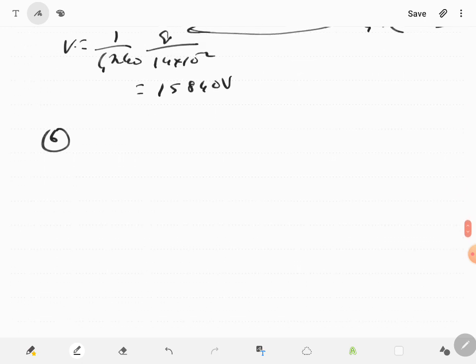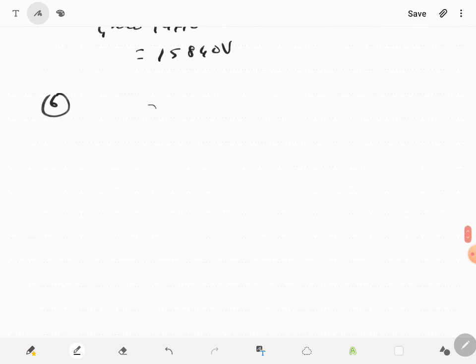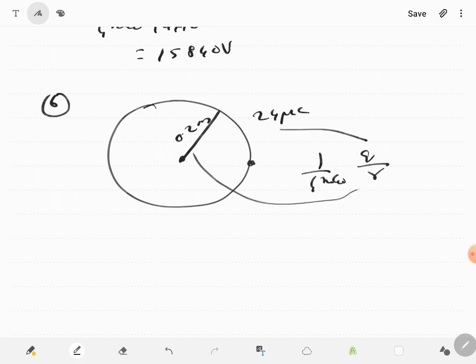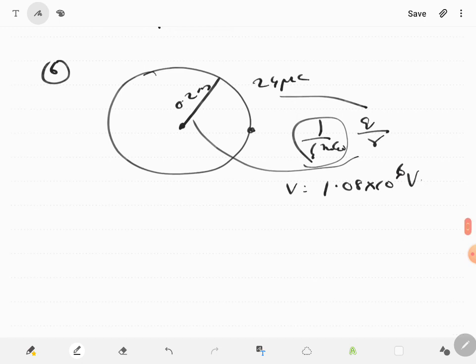A charge of 24 microcoulomb is given to a hollow metallic sphere of radius 0.2 meter. Find the potential at the surface of the sphere. It's 1 by 4 pi epsilon naught into Q by R. Micro means 10 to the power minus 6. Just get the value. You get the potential to be 1.08 into 10 to the power 6 volts as the answer. Now find the potential at a distance 0.1 meter from the center.